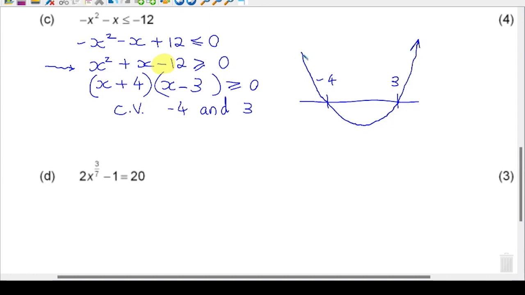And those parabolas are positive outside of their roots. In other words, to the left of minus 4 and to the right of 3. So we're looking for them being positive. So bigger than or equal to 3 or less than or equal to minus 4 is going to be our final answer. And remember that we can include those values of negative 4 and 3.